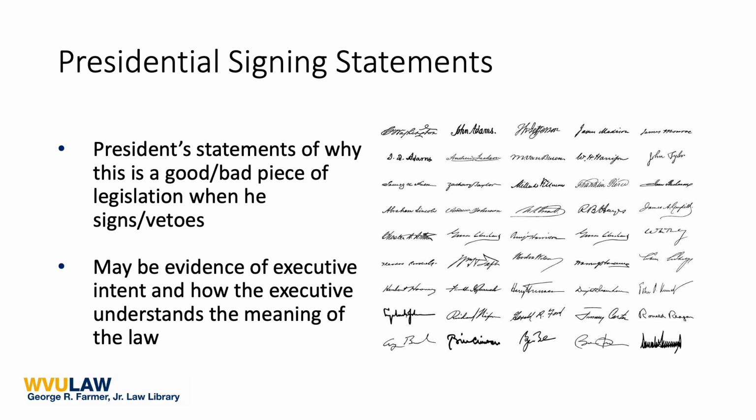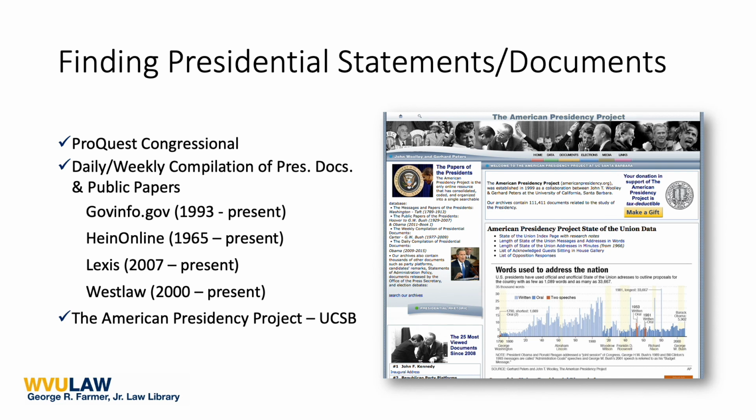All presidential documents are assembled and made available in a publication called the Weekly Compilation of Presidential Documents. As of President Obama's administration, that publication is now called the Daily Compilation of Presidential Documents. This is the best place to find signing statements, but it also contains things like press releases, addresses, and any other documents produced by the president in that time frame. Presidential documents are available in all the usual places: ProQuest Congressional, GovInfo, HeinOnline, Lexis, and Westlaw.